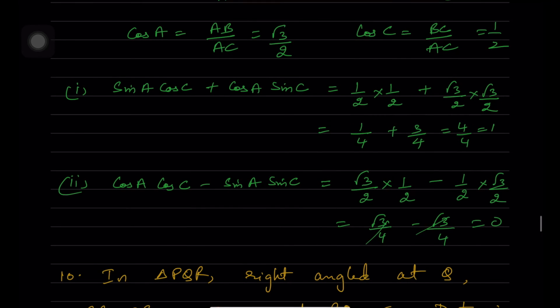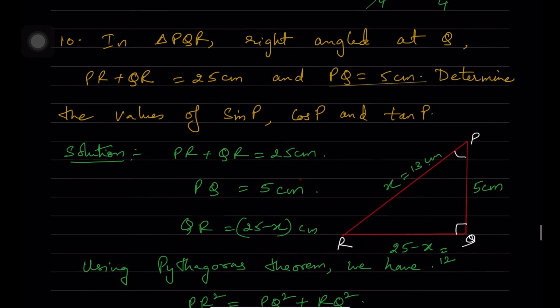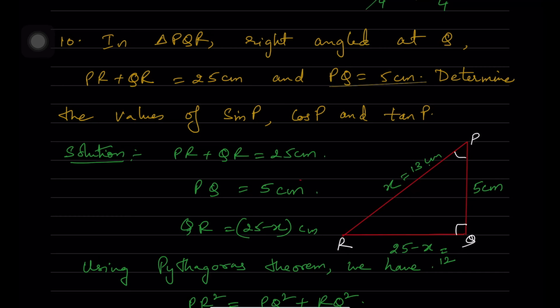Now second bit, you are having sin A cos C plus cos A sin C. We found out all those values, sin A, cos C, sin C, all those we found out. Now we will be substituting in this. Now what is sin A cos C plus cos A sin C? We have seen that 1 by 2 into 1 by 2 plus root 3 by 2 into root 3 by 2, which is equal to 4 by 4, which is equal to 1. Now cos A into cos C minus sin A into sin C, root 3 by 2 into 1 by 2 minus 1 by 2 into root 3 by 2, which is nothing but equal to 0.